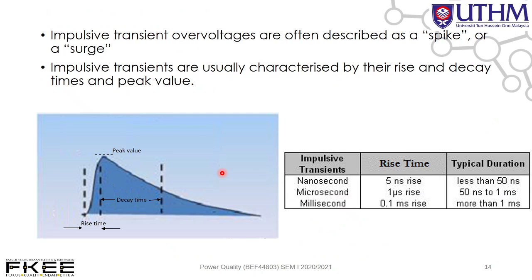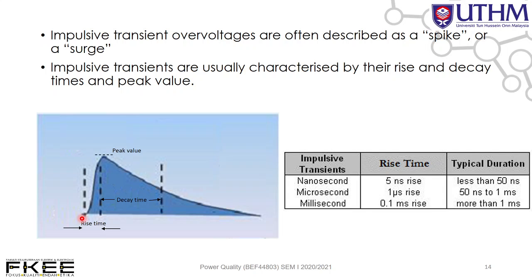Impulsive transient over voltage is often described as a spike. We have a spike. Impulsive is related to spike or surge. This is the example of the spike. The voltage suddenly increases. Impulsive transients are usually characterized by their rise and decay times and peak value. Rise time, decay time, and peak value. This is the example of the shape of the spike or surge.